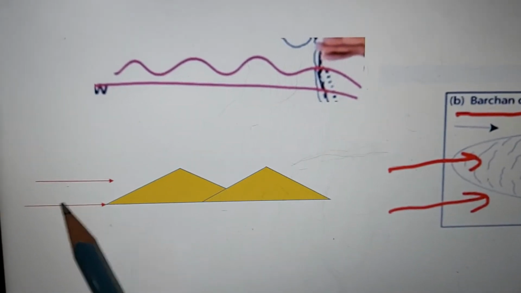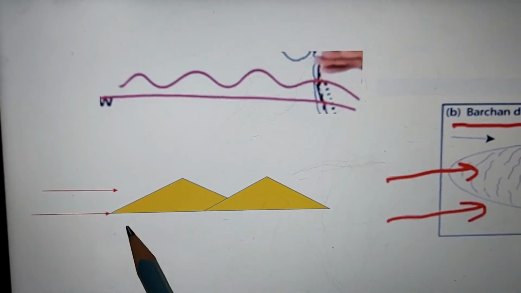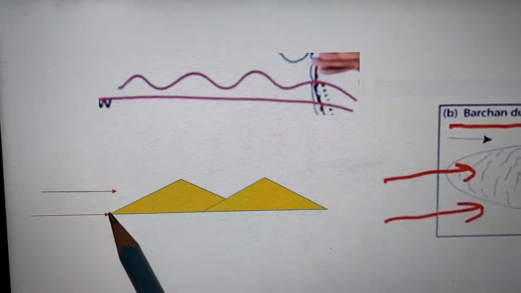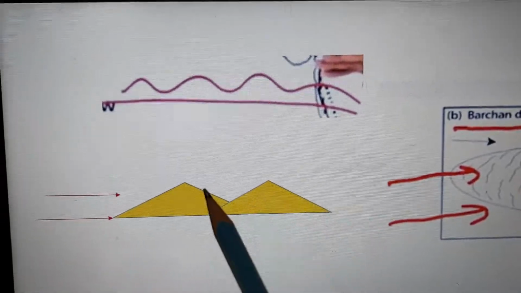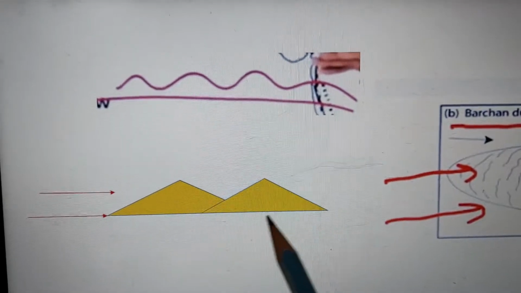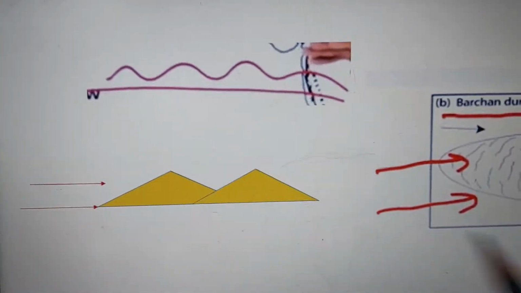How do they form? They're like shifting sand dunes. When the wind blows, this heap, mountain-like sand, shifts. It is here, and then when the wind blows and when the wind keeps reducing, it deposits all the sand dunes here. So this is called shifting sand dunes, which are found in our Thar desert.